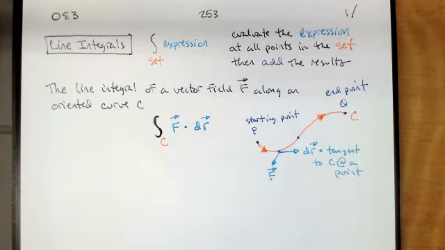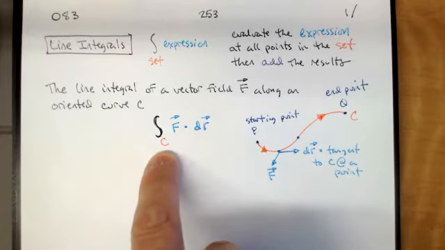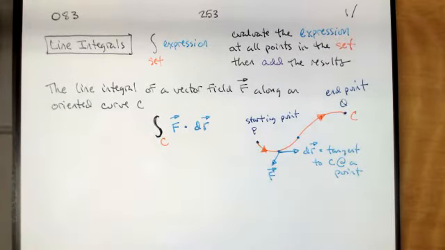So the curve shows up in two places in our integral. It's the set of points. When C shows up over here in the integral part, it's just the set of points that we're plugging into the vector field dot dr.